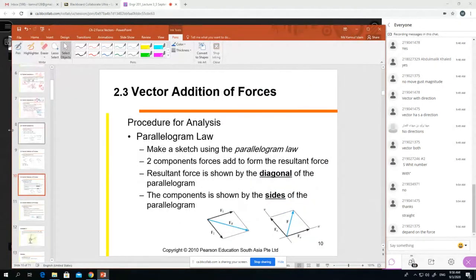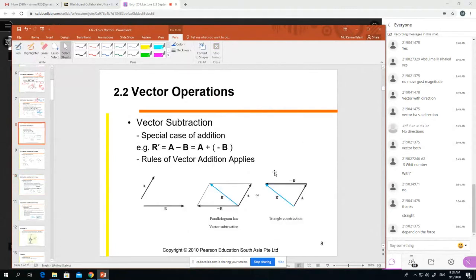Then we are going to learn vectors. So just we learn, if one vector is in this direction, A, and another vector is in the same direction, the resultant will go like this, right? R equals A plus B. But if one vector is in this direction and another vector is in the other direction, like here, then what is going to happen? It's going to happen like this.